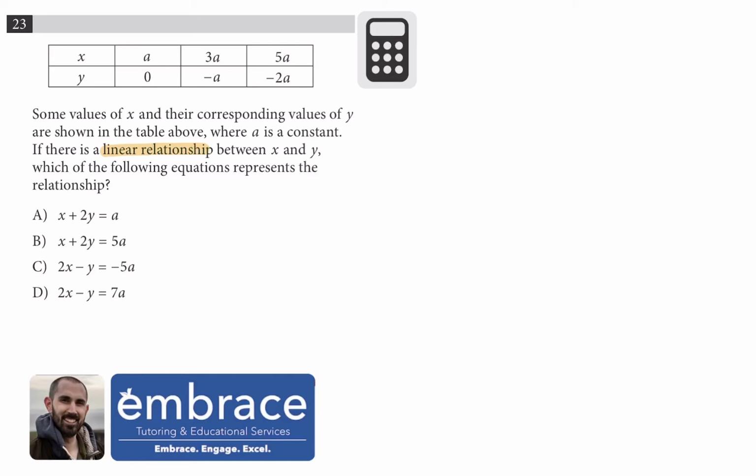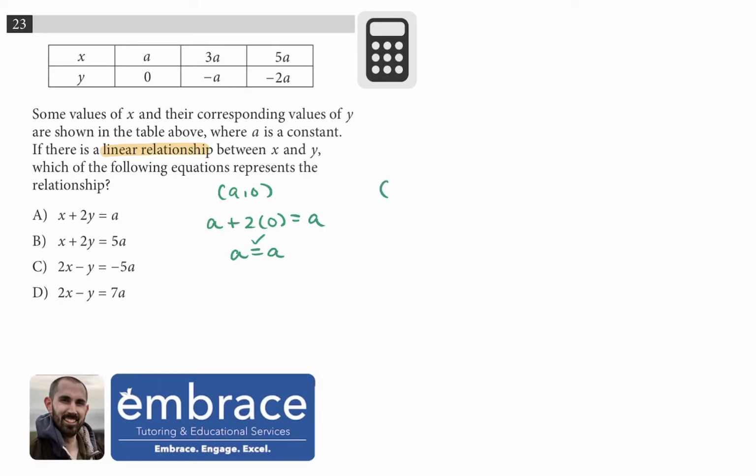All right, so let's start with our first point. We have a, zero. I'm going to start with the first model here. So our x value is a, and our y value is zero. If I simplify that, that is true. So the first point works for the model in option A.